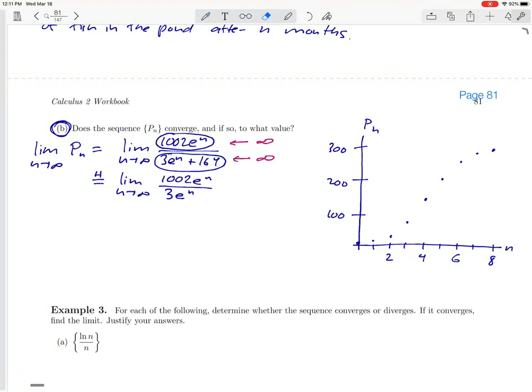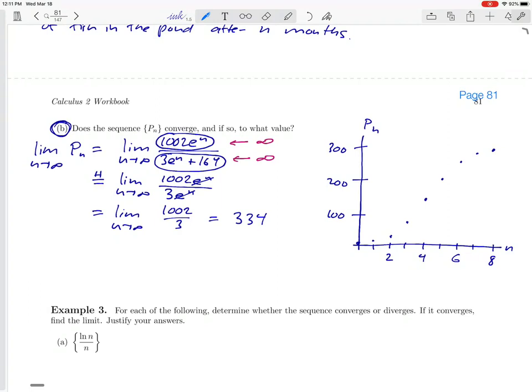And notice, now that that plus 164 is away, we can actually cancel here. The e to the n's go away, and we come down to just a ratio of two numbers, 1002 over 3, and that's something that we can calculate. You can double check me on your calculator. That gives us an answer of 334.